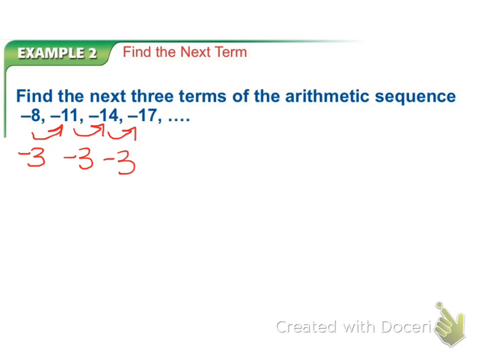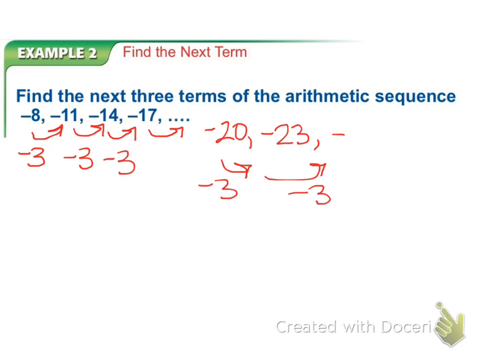In order to find the next 3 terms of this sequence, you just continue the pattern on. Negative 17 minus 3 is negative 20. Then you subtract 3 again, and that's negative 23. And then you subtract 3 again, and that's negative 26. Those are the next 3 terms in the sequence. Fairly straightforward, simple, moving on.